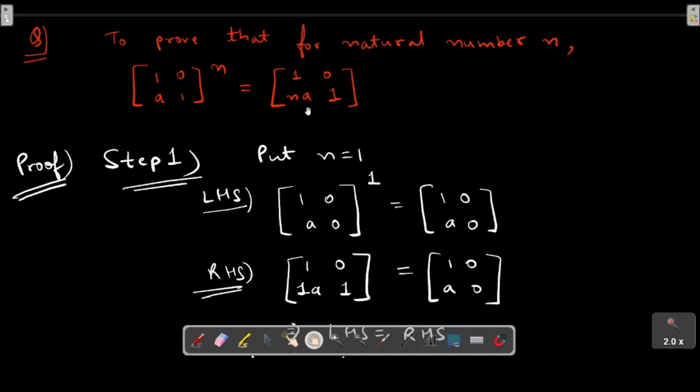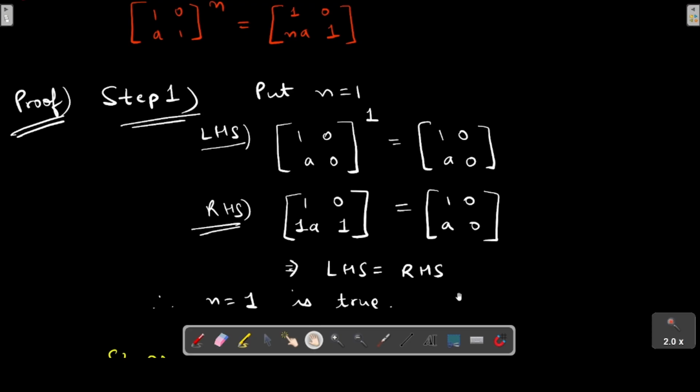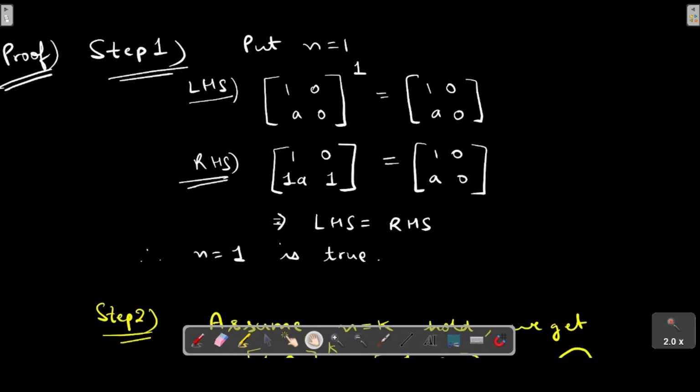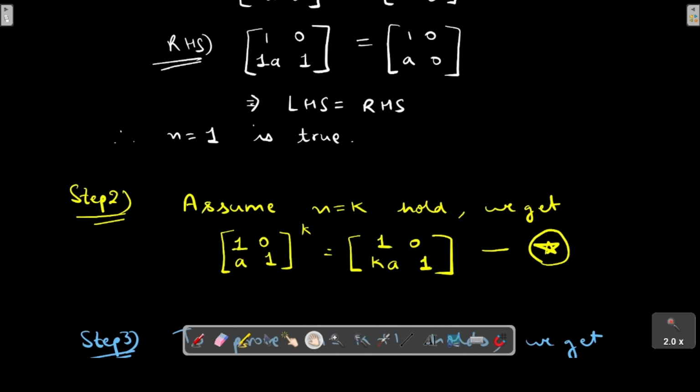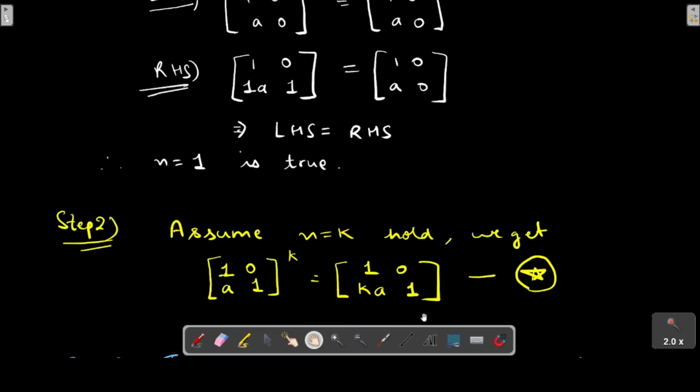1 0 A 0. Then I have subbed in 1 on the RHS. It's 1 0 1 times A 1. So it's 1 0 A 0. So LHS is equal to RHS, right? n is equal to 1 is true. Now what I have done, I have assumed n is equal to k is true. I have got this. Wherever n is there, I have just subbed in k.